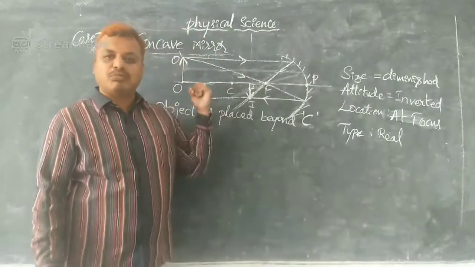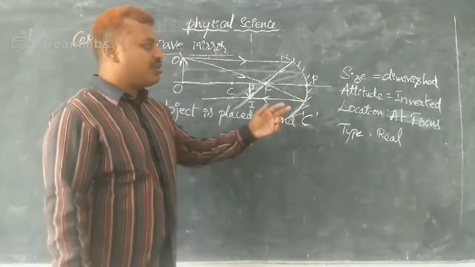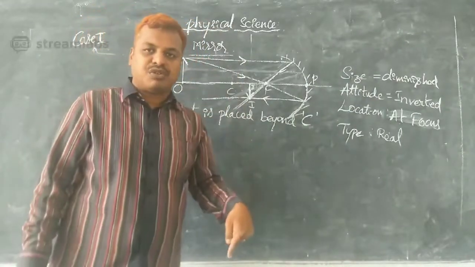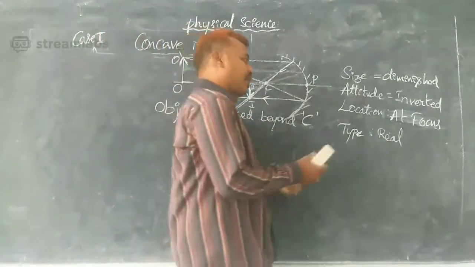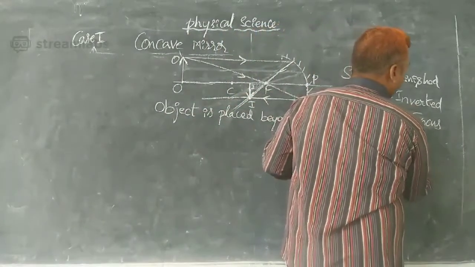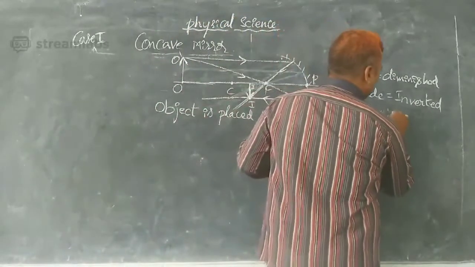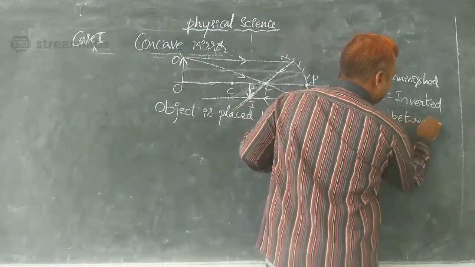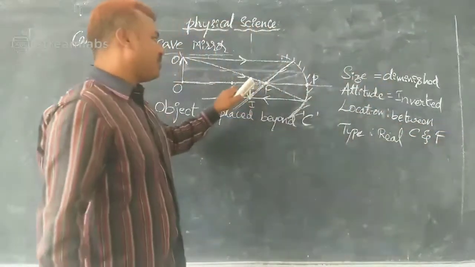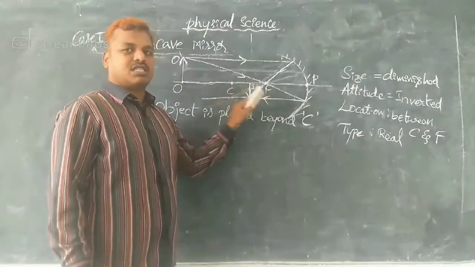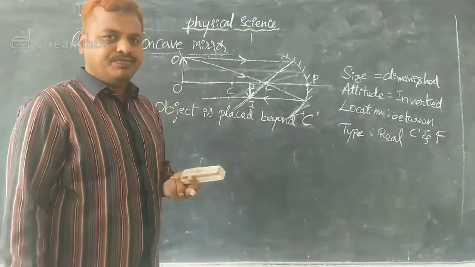But comparatively with the object, the image size is smaller only. That is why we wrote a diminished image only. Attitude of the image, again it is inverted image only. Because it is inverted image, type of the image is real image only. And the location is now not at focus. It is between C and F, that is between center of curvature and focus. The image is formed between center of curvature and focus, right? Or you can write focus and center of curvature also. Okay.